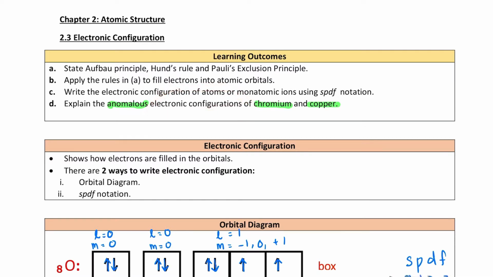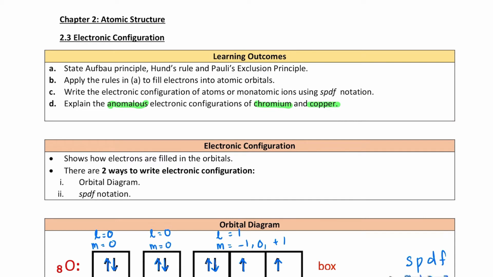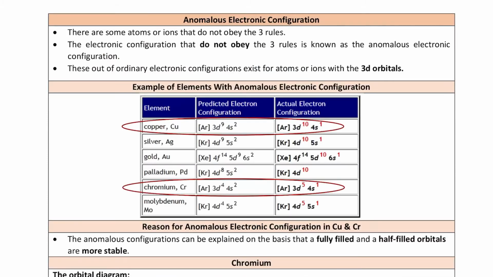Anomalous electronic configuration. So before this we already learned how to write electronic configuration. Okay, we need to follow rule Aufbau, and then we need to follow Pauli exclusion principle, and lastly we need to follow Hund's rule. Okay, so kita dah tahu dah benda tu, tapi dia ada pengecualian sikit lah untuk kes chromium and copper. Okay, so anomalous electronic configuration. That means this electronic configuration is slightly different from the normal electronic configuration.